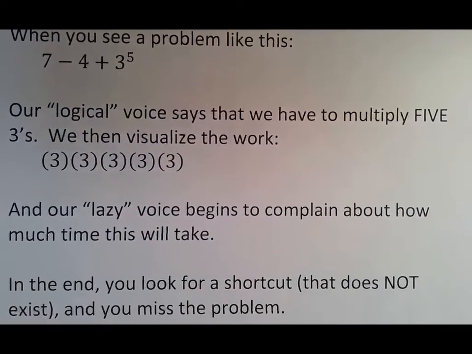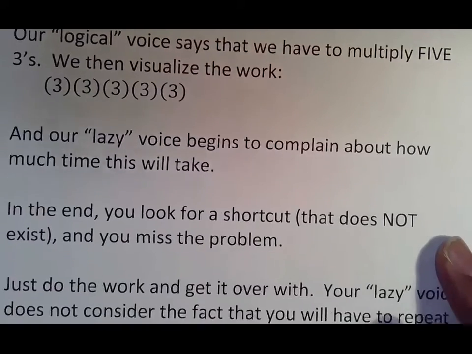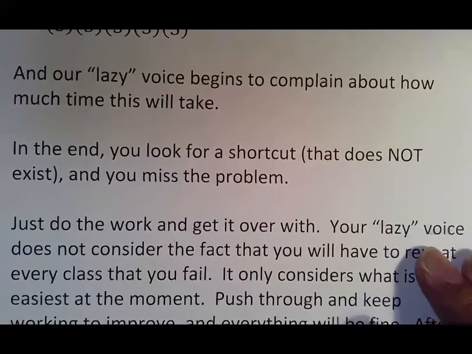And so in the end, you look for a shortcut. The shortcut doesn't exist. You have to actually multiply the 5 3s. There would be no shortcut. The good news is I'm not going to make you multiply 5 3s in a problem like that. Now, you will have to at some point just to do it, but it's not like that. So the key here is just do the work, get it over with.